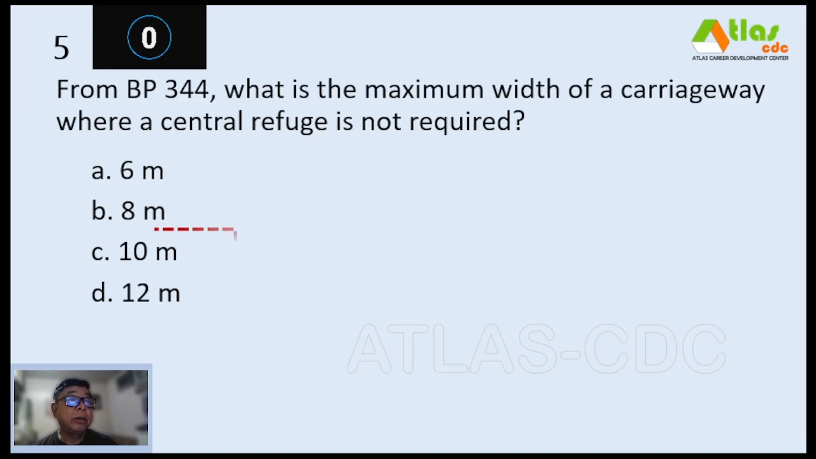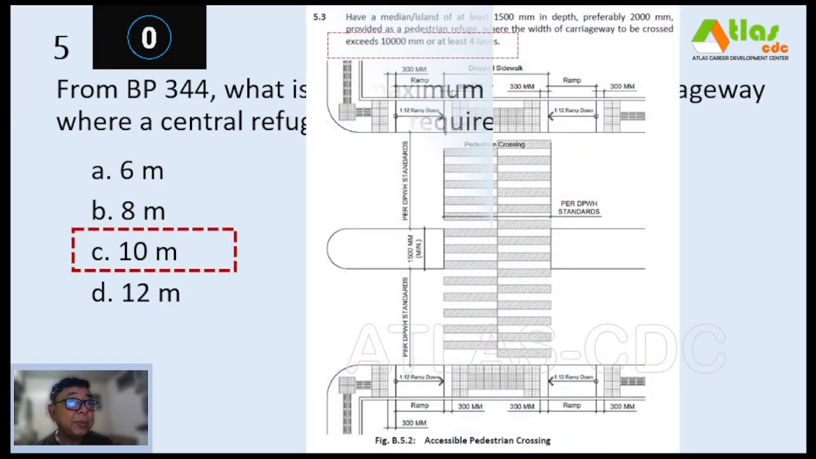And our correct answer is letter C, 10 meters. So the maximum width is 10 meters. If you exceed more than 10 meters, then you need to provide already a central refuge.